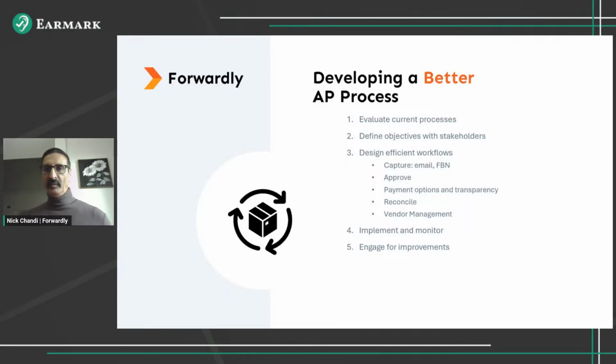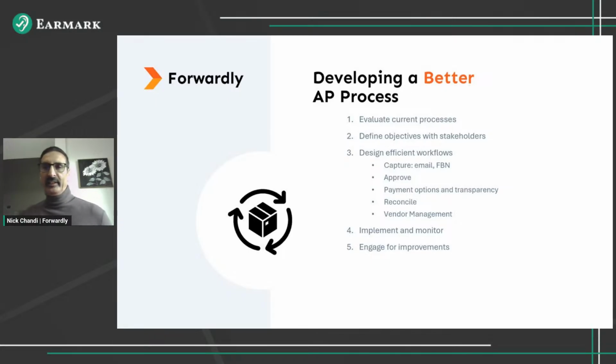But at the minimum, a good AI-powered accounts payable process will have these 5 elements. Capturing the email, a streamlined way to approve those bills, electronic payment methods, data reconciled with your ERP or accounting system automatically and touchlessly, and a good way to manage those suppliers, those vendors. Let's talk about capturing.